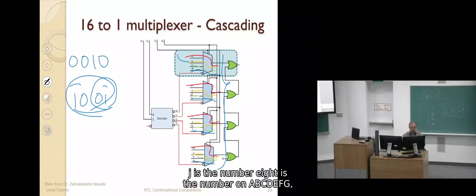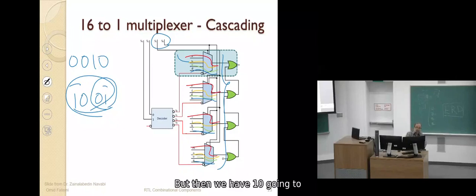J is the number on A, B, C, D, E, F, G, H, I. I is 9. Oh, okay, A is 0. So A is 0, and then we have J would be out. Yeah, J. So we should get J. When we put 0, 1 here, then the orange one goes out. It means B, F, J, and N. They go out of the first level multiplexer.